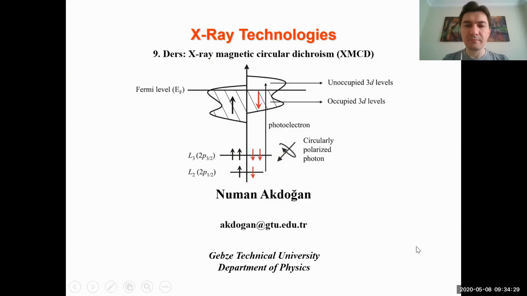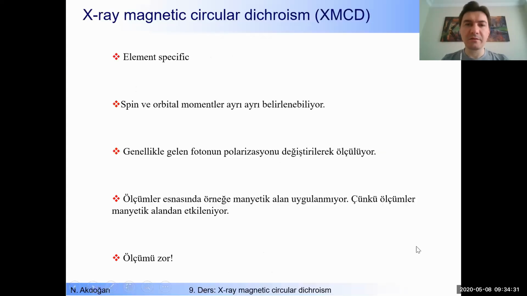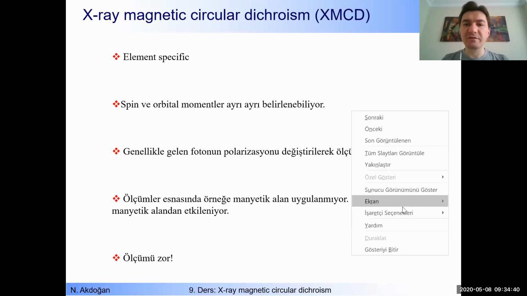Good morning, everybody. Today we will continue with X-ray magnetic circular dichroism. This is also one of the important applications of X-rays. So let me start with the advantages of X-ray magnetic circular dichroism.